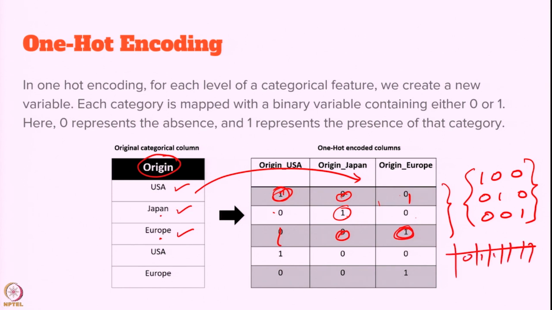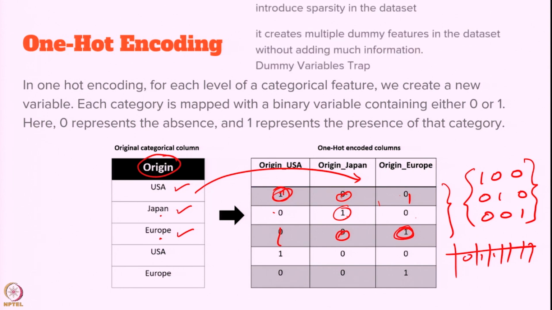In one-hot encoding, for each level of a categorical feature, we create a new variable. Each variable is mapped to a binary variable containing either 0 or 1. Here 0 represents the absence and 1 represents the presence of a category. That's all. What is the demerit of one-hot encoding? There are 2. One is it introduces sparsity in the data set. Another is it creates dummy features without adding much information, which is called the dummy variable trap. What do you mean by that?